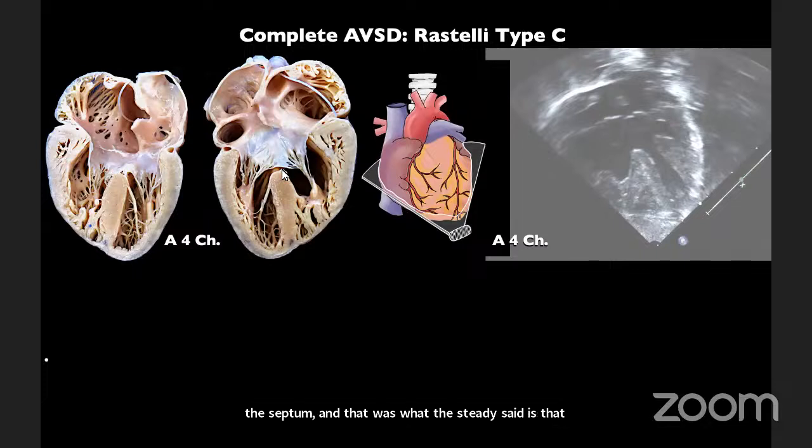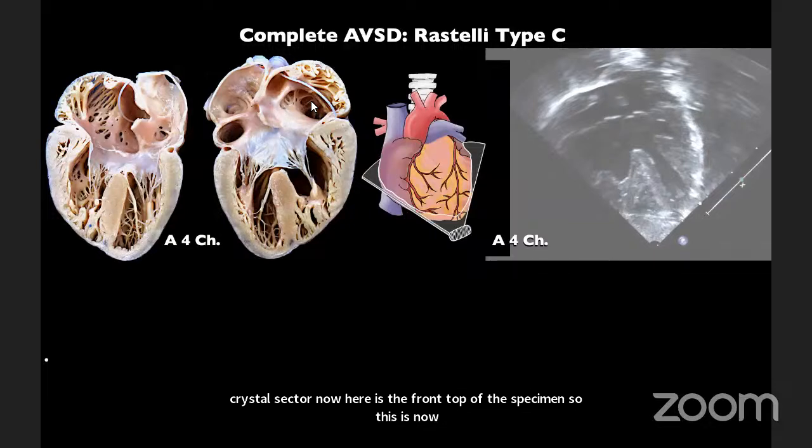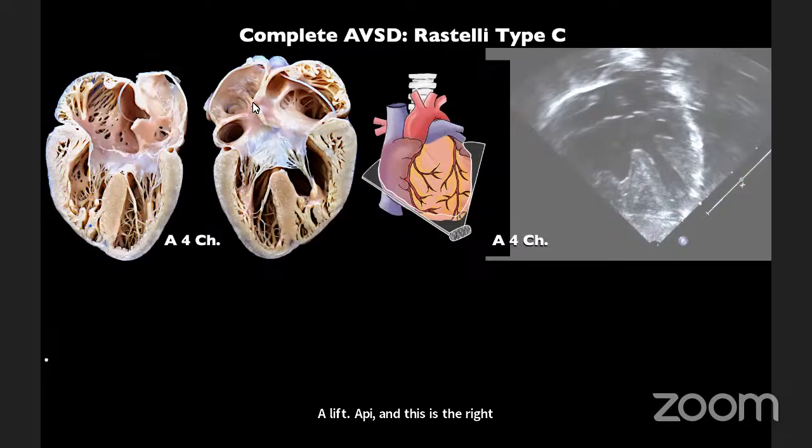Now here is the front half of the specimen. So this is now the left atrium, and this is the right atrium with the right atrial appendage. There's the secundum defect. Here's the primum defect here. And here is this large interventricular communication. But you see the anterior leaflet is straddling between the right ventricle and the left ventricle. Okay, there is no attachment of this to the crest of the septum. And it makes some difference to the surgeon into how he or she fixes this particular disease.